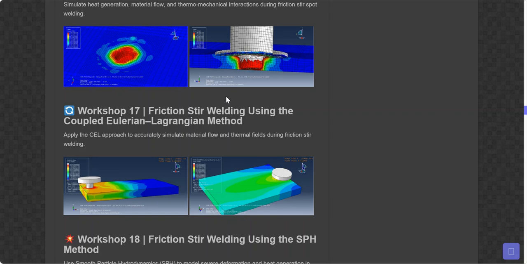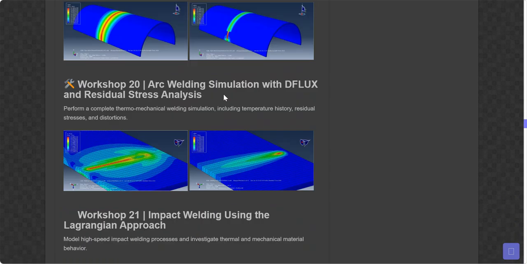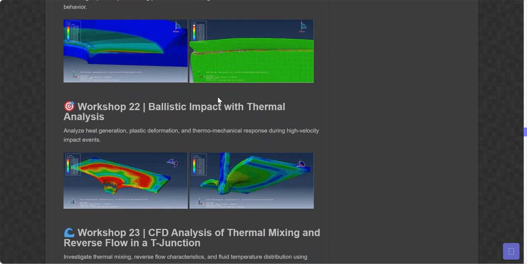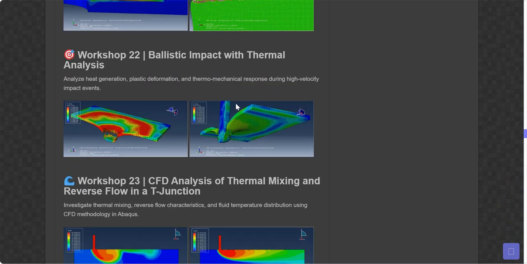The package also includes two complete workshops of arc welding using the DFLUX subroutine, where you learn how to define a moving heat source and predict temperature history, residual stress, and structural distortion. In addition, you explore thermal analysis of ballistic impact and even investigate thermal mixing and reverse flow characteristics using computational fluid dynamics, or CFD, in Abaqus.